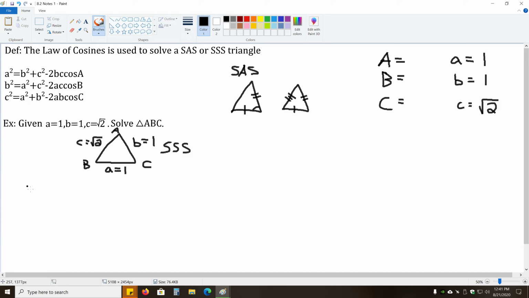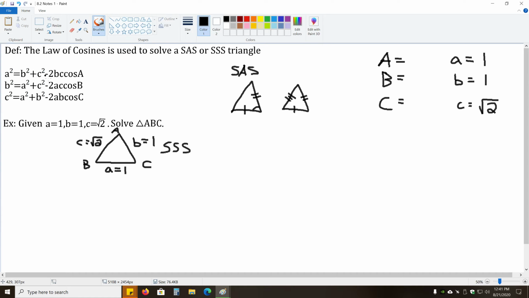We're solving for angle A first, meaning we want to use this first formula. So A squared equals B squared plus C squared minus 2BC cosine of A. This is a pretty complicated formula when you first look at it.